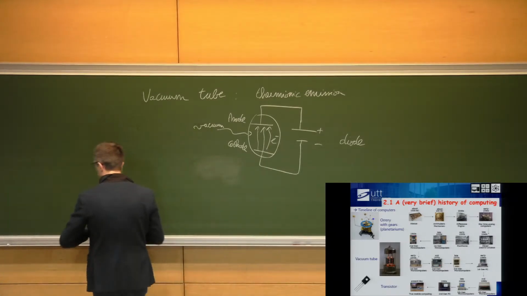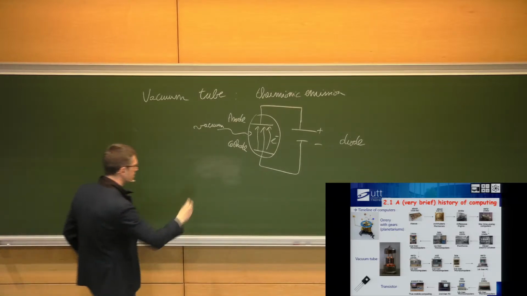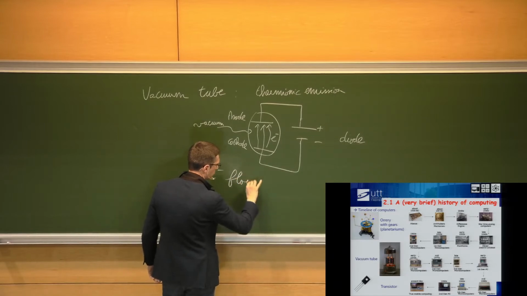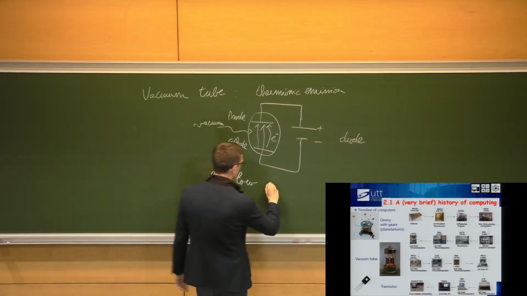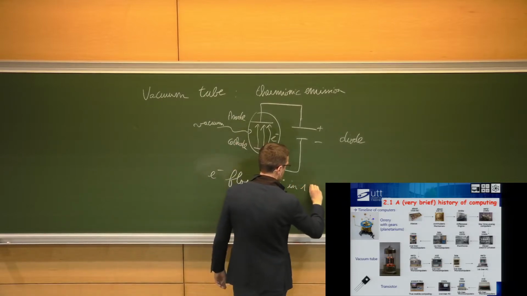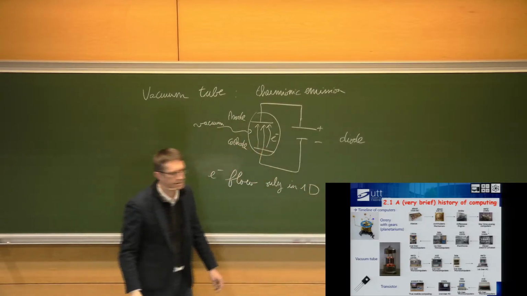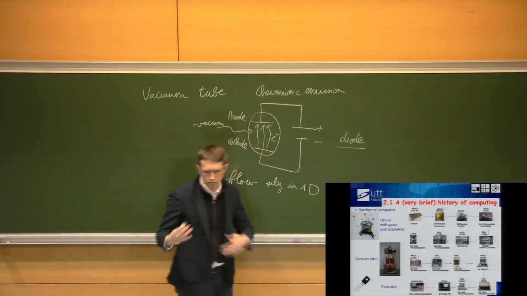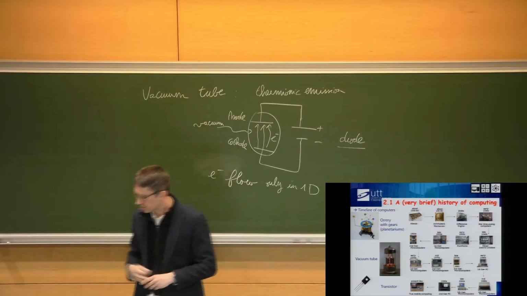You have to excuse my writing. It's not the best, but I do my best. So the electron flow would be only in one direction, okay? And that's the principle of a diode. And then, of course, again, a lot of technology advances.